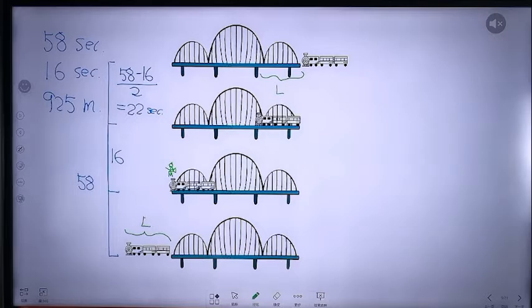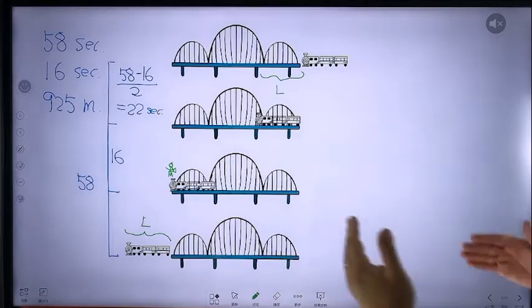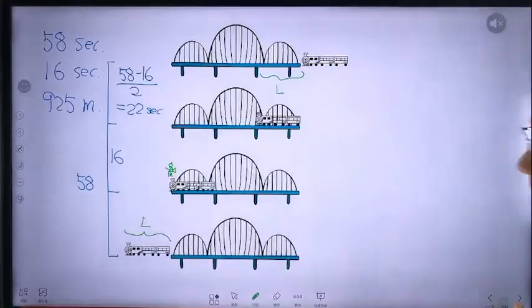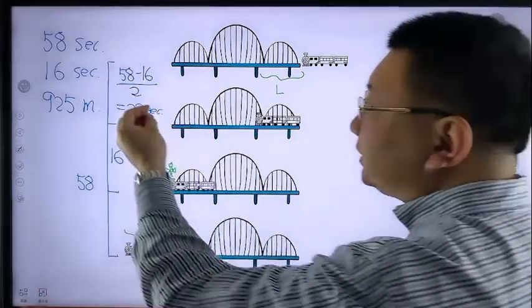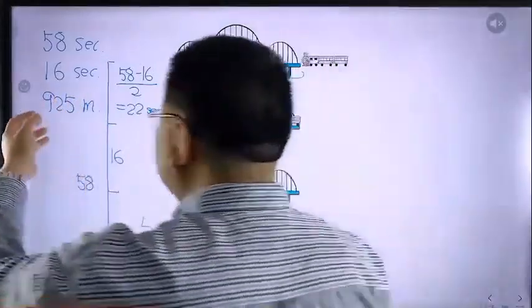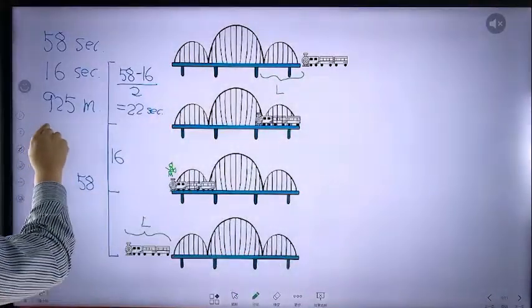And, okay, that's a good step. And then what to do next? What to do next is we have to link this to the knowledge about the length of the bridge. Okay, so the length of the bridge is called a distance, right?